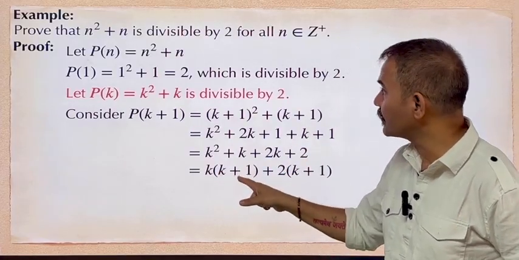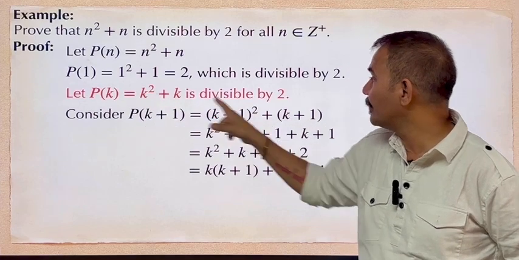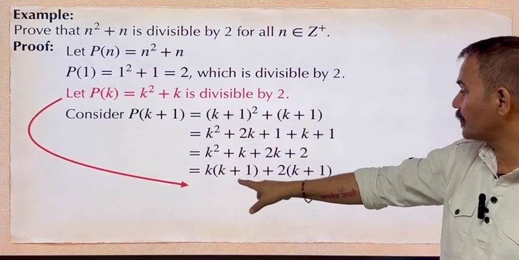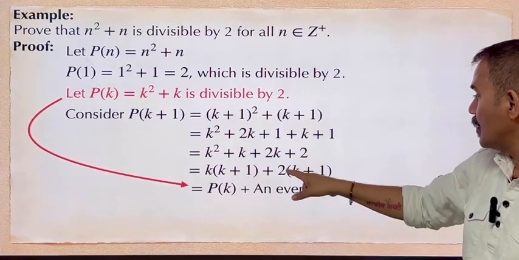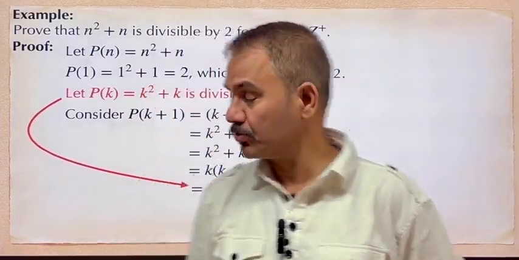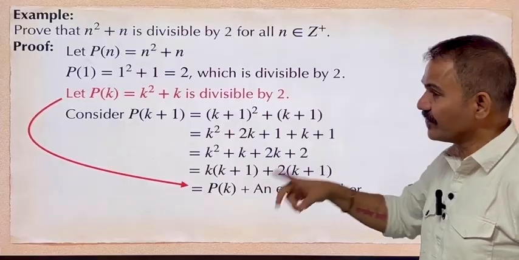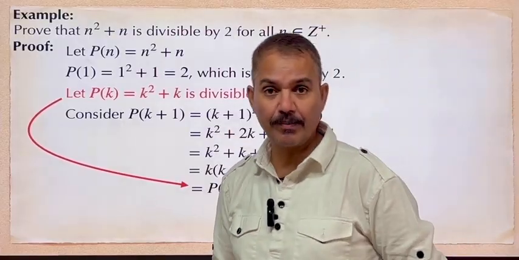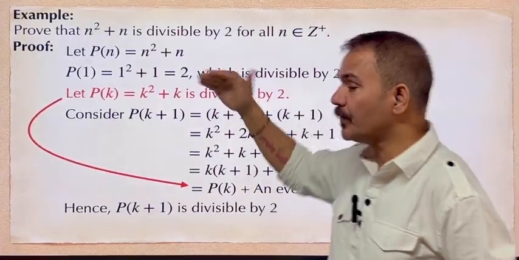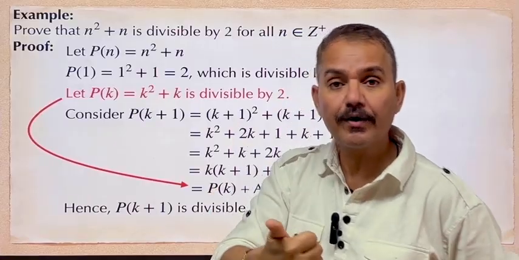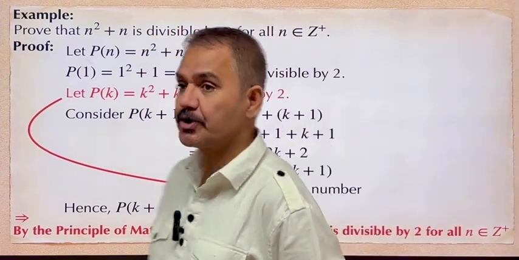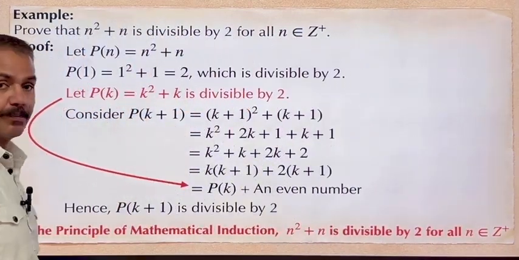Now this k times (k plus 1) is divisible by 2. This was our assumption. If we take it from the inductive hypothesis, this is P(k), which is divisible by 2, and 2 times a number is always an even number, which is always divisible by 2. It means P(k plus 1) has 2 terms and each term is divisible by 2. Hence P(k plus 1) is also divisible by 2. Now since you have completed all the steps, you can write: hence, or it implies, by the principle of mathematical induction, n squared plus n is divisible by 2.